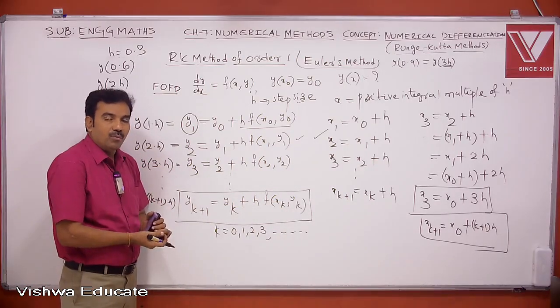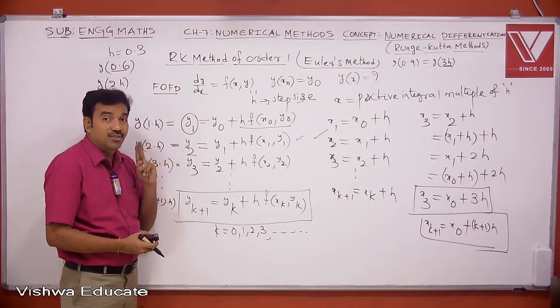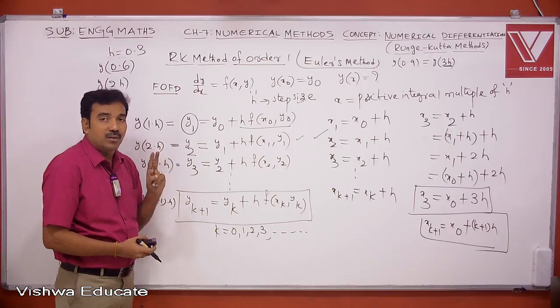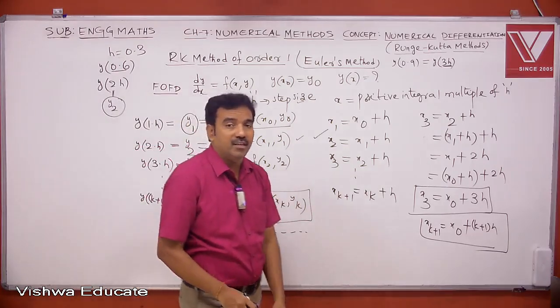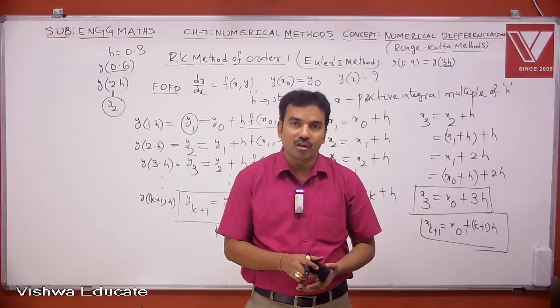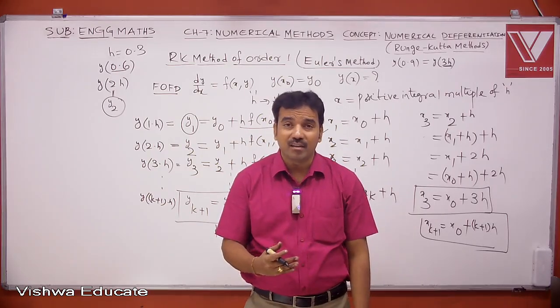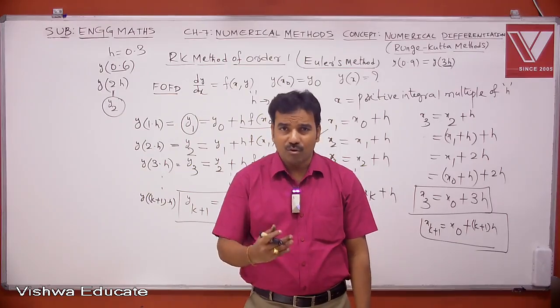After this, we discuss Runge-Kutta method of order 2. That means in every iteration, 2 values are required. And then Runge-Kutta method of order 3. So for every iteration, we need to find 3 values. In case of Runge-Kutta method of order 4, we need to find 4 values, k1, k2, k3, k4. So that's why it is called order 4.